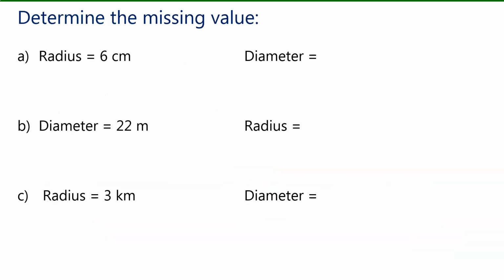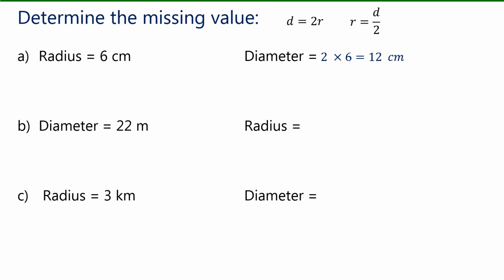So we're going to do the same thing here, except this time we don't have a diagram. We're just given some information. So A tells me that the radius is 6 centimeters. So we got to calculate the diameter. So here's our formulas again. The diameter is double the radius. So 2 times 6 is 12 centimeters.